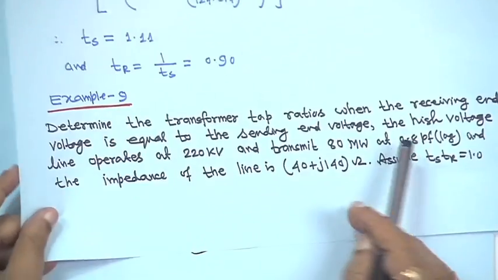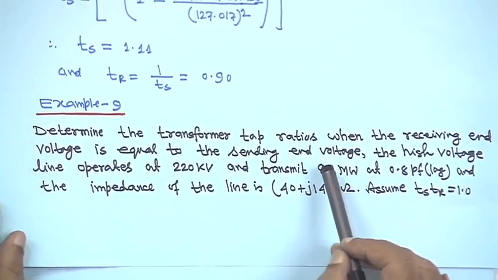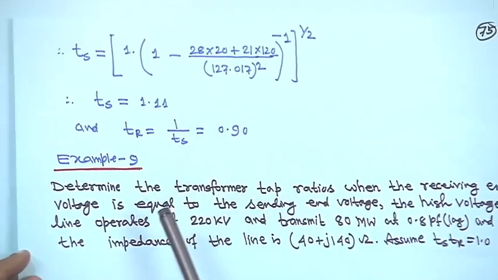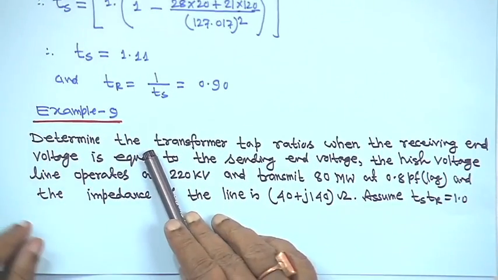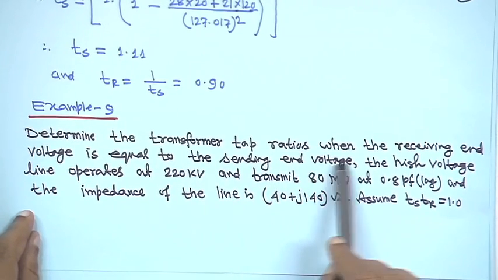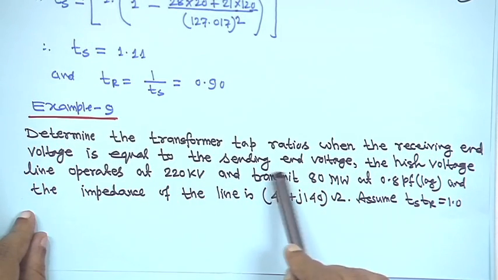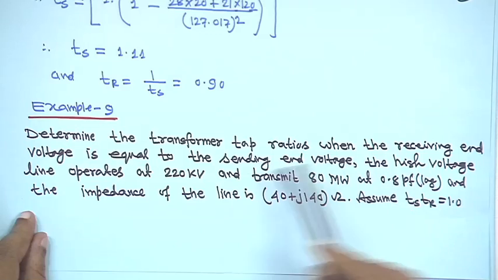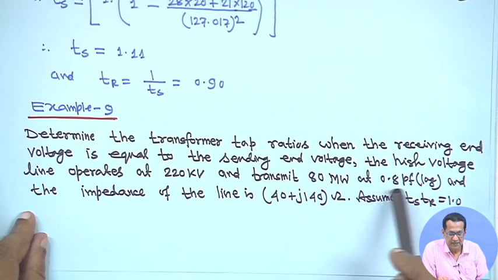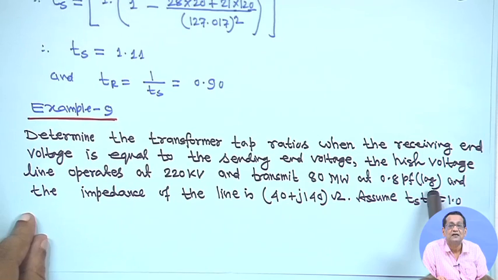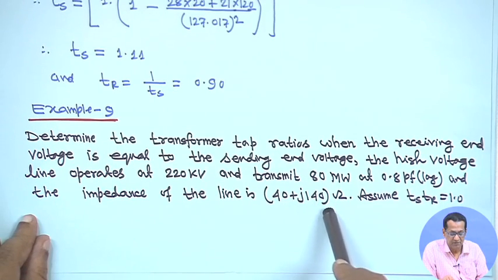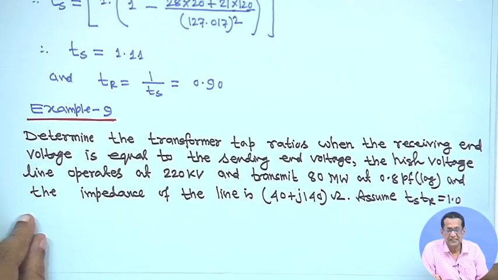Now, one more example. This is understandable, these things are very simple, so directly you can apply. Similarly, take another example, example 9. Determine the transformer tap ratios when the receiving end voltage is equal to the sending end voltage. The high voltage line operates at 220 kV and transmits 80 megawatt at 0.8 power factor lag, and the impedance of the line is 40 plus j140 ohm. Assume Ts Tr is equal to 1.